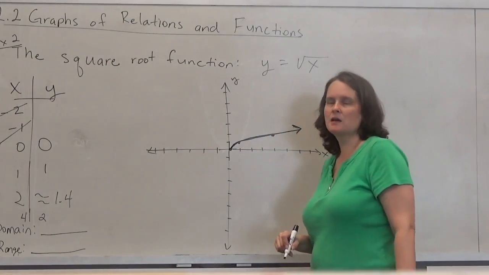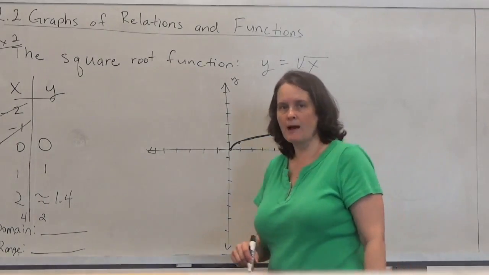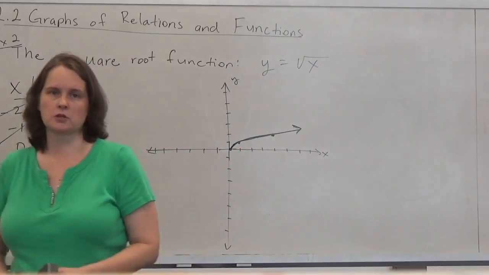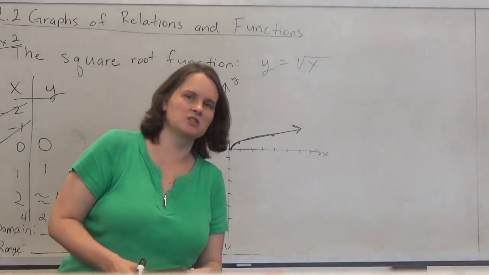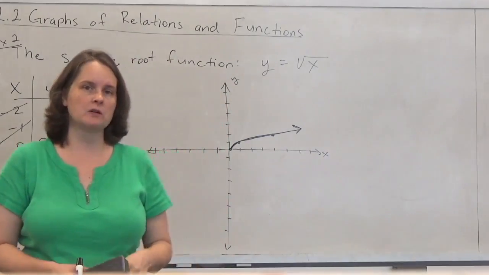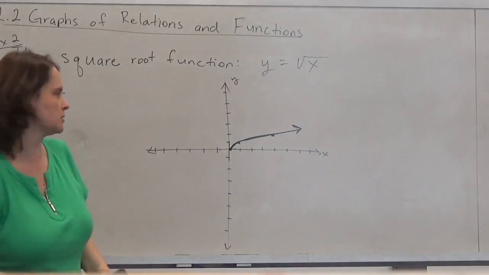Really, it looks like if you were to take that parabola that you got from the x squared function, lie it on its side, and then chop it in half and only take the top half of it, then you would have a graph that looks like the square root function.